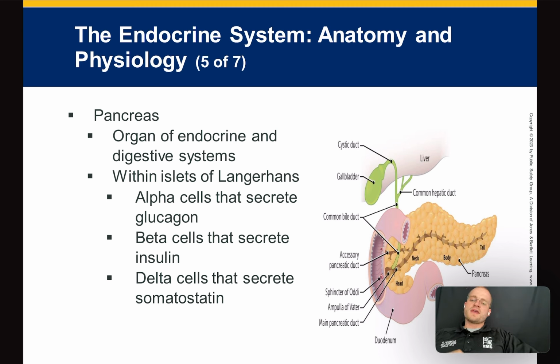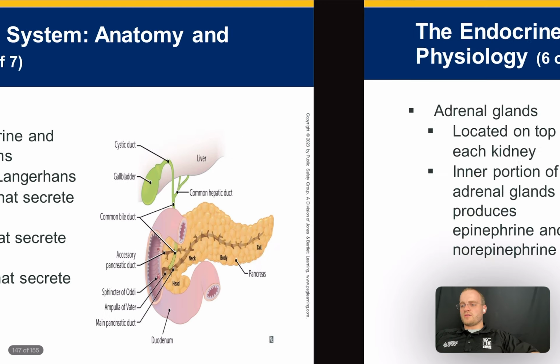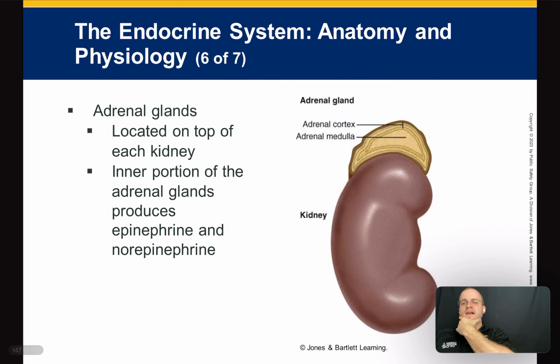Okay. And then delta cells secrete this stuff called somatostatin. When you hear somatostatin, I want you to think of a stop sign. Worst stop sign ever, but somatostatin, stop sign, somatostatin, stop sign. Somatostatin shuts off the endocrine system, especially these two. It shuts off the endocrine system by design, right? And those are the delta cells. I won't show you more, you don't need to know that.